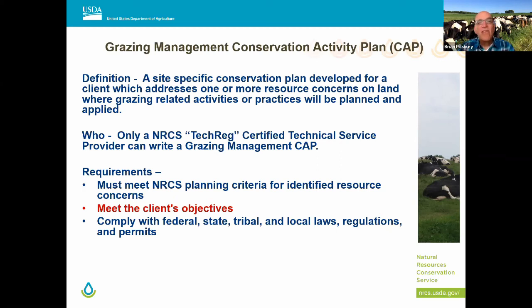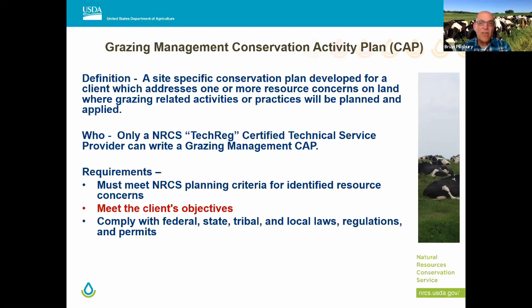It must meet the planning criteria. In other words, it must indicate the resource concerns. So, for example, movement from cropland to pastureland, you have to identify the resource concerns on cropland. They're going to be able to be solved by planting forages and planting grasses and doing grazing. And it has to meet the client's objectives. If it doesn't meet the client's objectives, there's no sense to write it, because this is a client's plan that they're going to use to implement a grazing system that's going to benefit their livestock and their land. And they're actually receiving the financial assistance to do that.